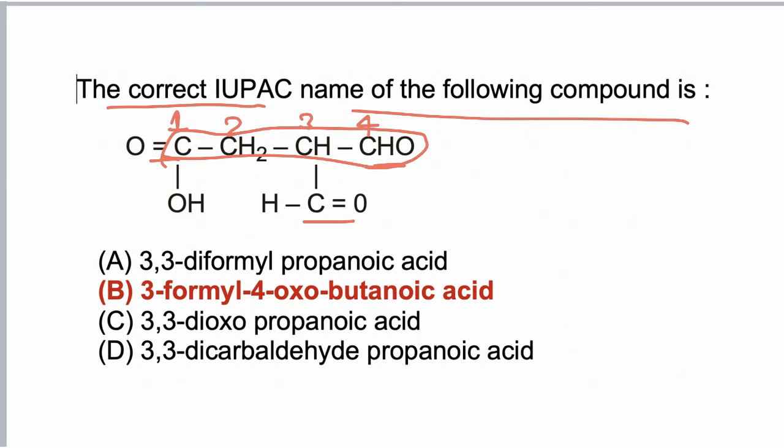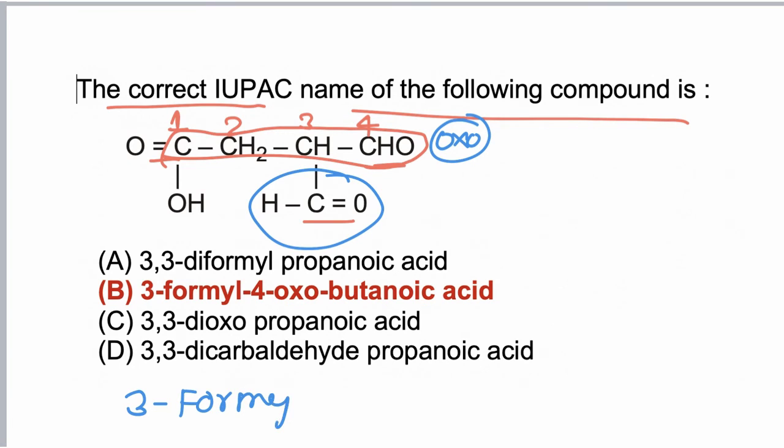Now at third position, formyl is present, and if aldehyde carbon is included in main chain, now its name is written as oxo. So oxo and formyl. So according to alphabetical order, formyl is written first. So name of molecule 3-formyl. At fourth position, oxo is present. So 4-oxo. Total 4 carbon in main chain. So butanoic acid, and hence correct answer is B.